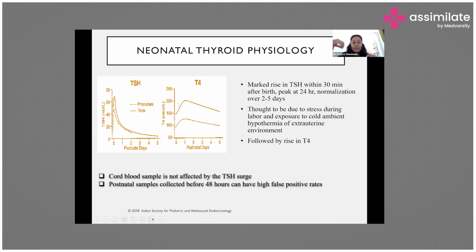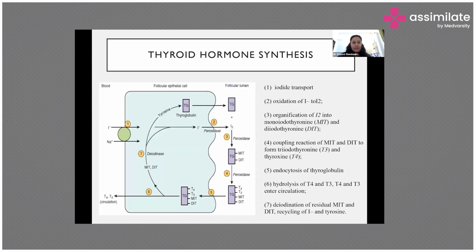So when we are doing a newborn screening, either we do it with a cord blood sample, or we do it after 40 to 72 hours. The cord blood sample is not affected by the TSH surge. Postnatal samples, if they're collected after 48 hours, there's no issues. But if they're collected before 48 hours, they can have high false positive rates. So the cutoffs will be different if they're collected earlier. This is because of the TSH surge.